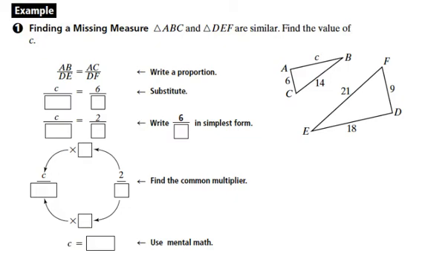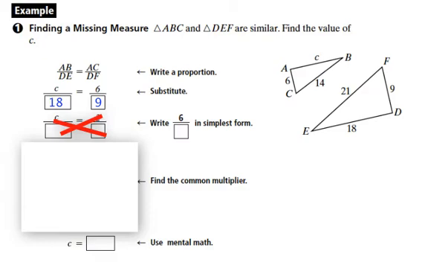Line segment AB is what we're trying to find. That's the C variable, so it goes on the top of the ratio. Underneath goes the value of DE, which is 18. On the right ratio, AC is 6, and underneath that, DF is 9. So now we have C over 18 equals 6 over 9. You could use cross products to solve this, but we can use mental math.